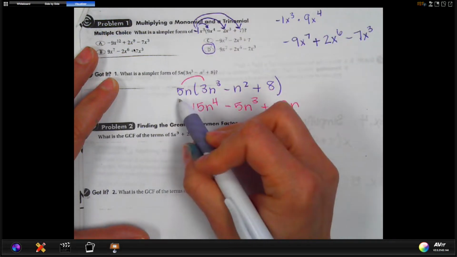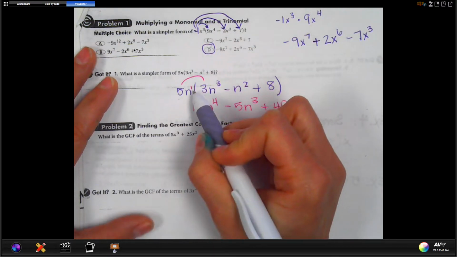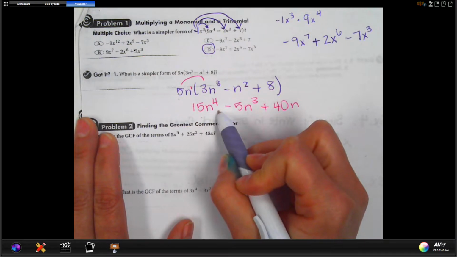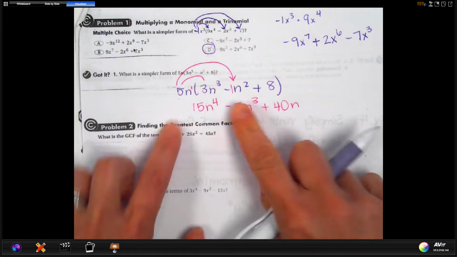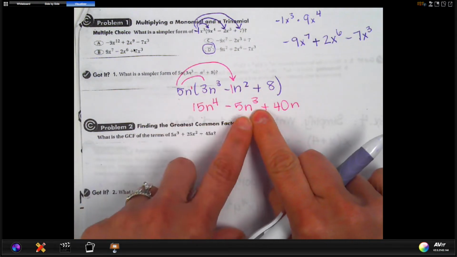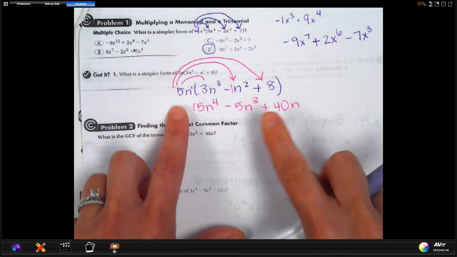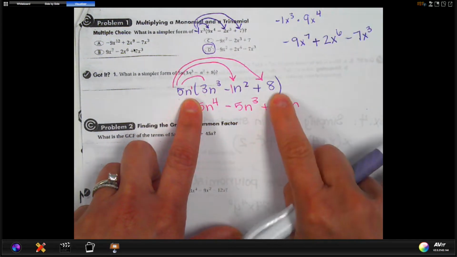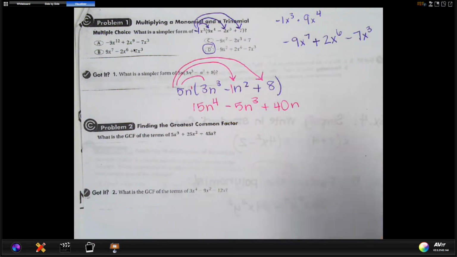Yes, so 5 times 3 is 15. There's a little 1 on this end here, so 1 plus 3 is 4. Then you do it again. This is really a 1 in front of here. 5 times negative 1 is negative 5. 1 plus 2 is 3. And then finally, 5 times 8 is 40. There is not an n on this one, but there is one on this one, so you have to put it on the end. That's the final answer. Great job. I'll get you taken in a minute.